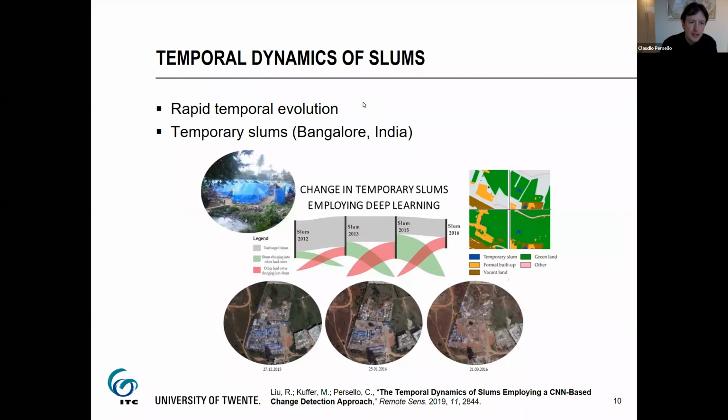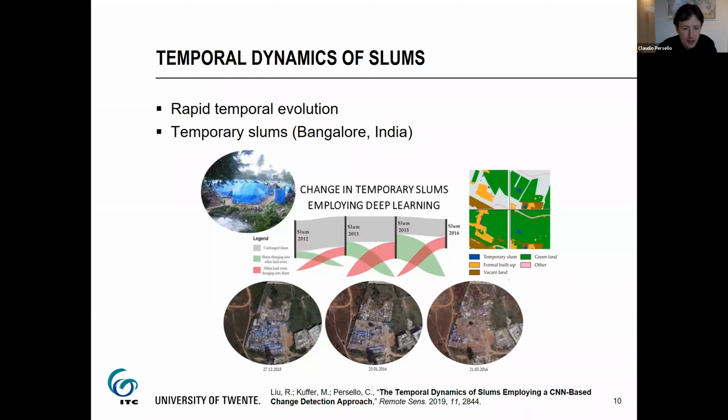Another aspect that we have looked at is to also analyze the temporal dynamics of informal settlements. In some cities, the city evolves quite rapidly. And in this case, we did a study in the city of Bangalore in India, where it's quite common to have temporary slums. These are characterized, as you can see in this image, by tents, these blue tents. And they really change very quickly in time.